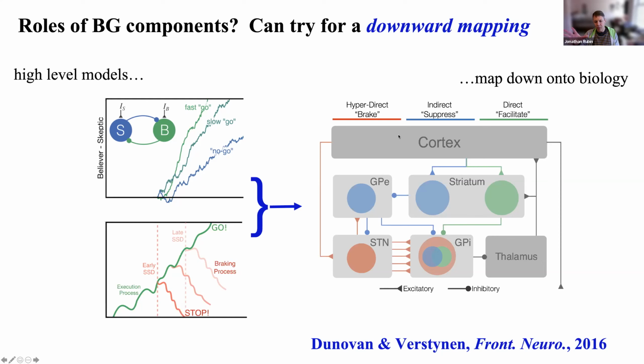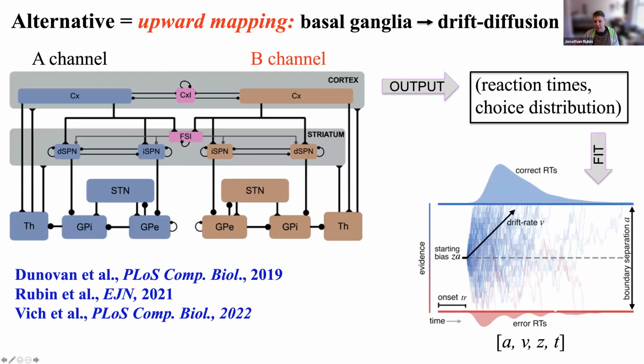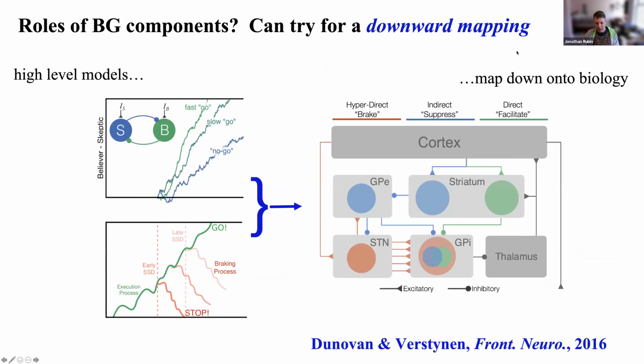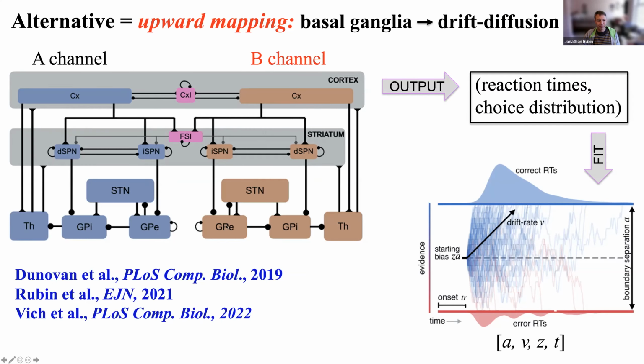Okay, so people have sort of done this, and that leads to some predictions about various ways that basal ganglia components could contribute to decision making. But for this project, we decided to flip things around. The work that I'm focusing on here is several recent papers that we've worked on, where we use what we call an upward mapping approach.